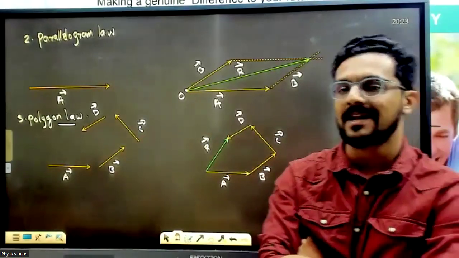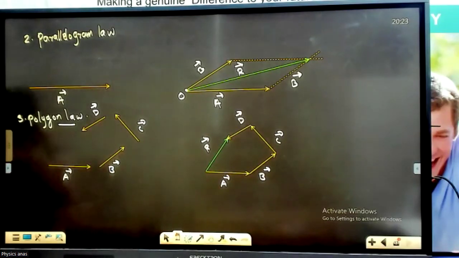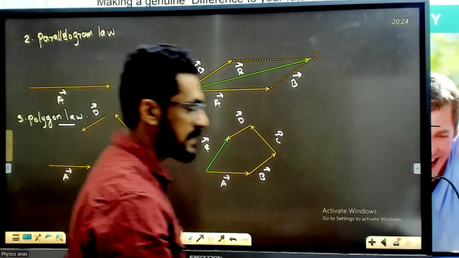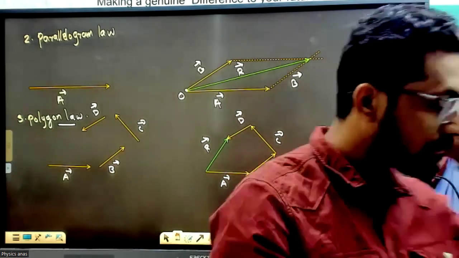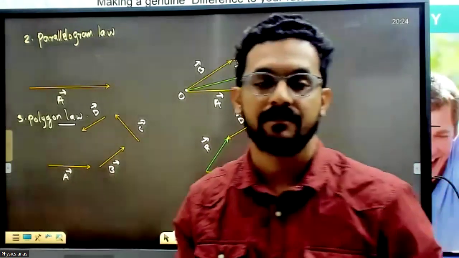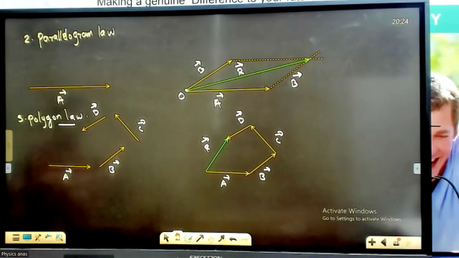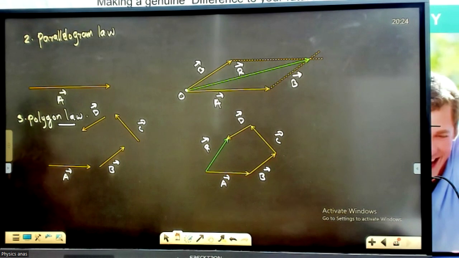Taken in reverse order. You can draw the figure. Okay? Tell me if you have finished.